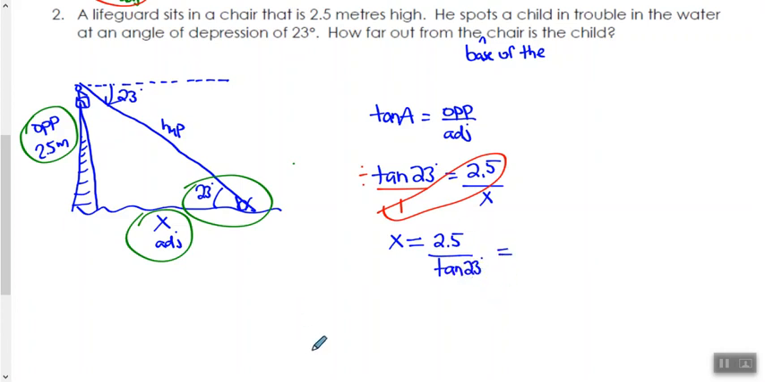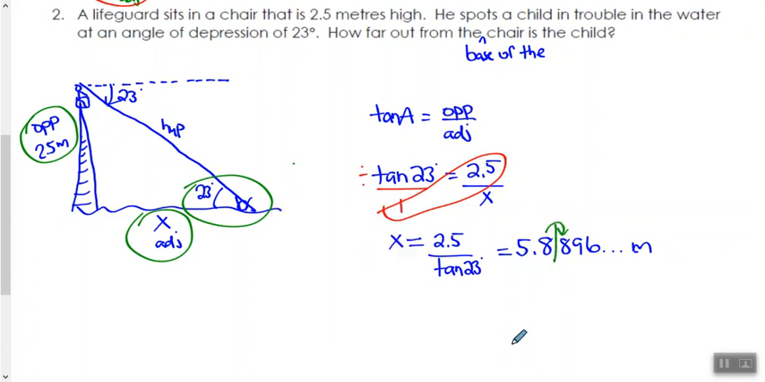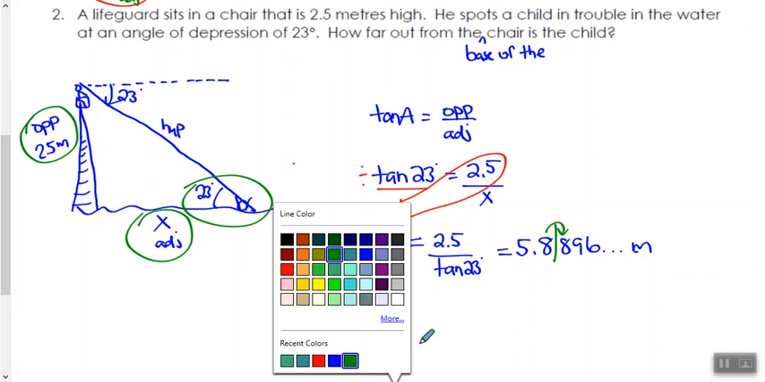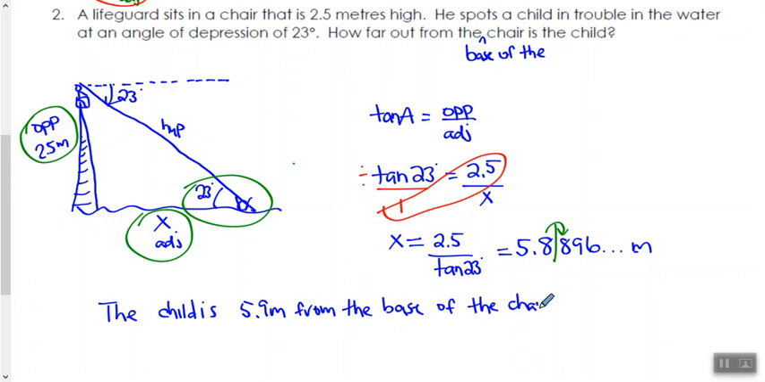So 2.5 divided by tan 23, calculate, and you get 5.8896, so on and so forth, meters. And rounding to just 1 decimal place. Stop here, take a peek over it. We're going to have to round this up to 5.9. Okay. So the child is 5.9 meters from the base of the chair.